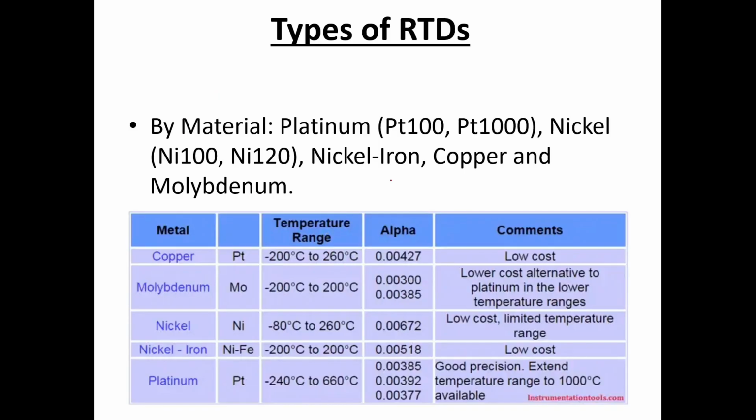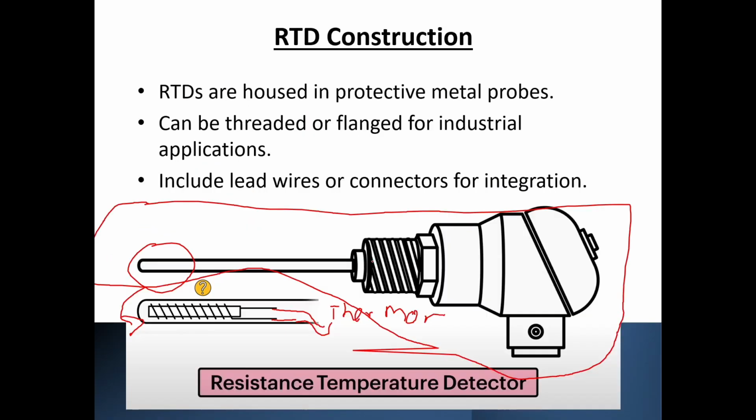So we have several types of RTD. We have copper, we have molybdenum, we have nickel iron, and platinum. This is the one that is inside here just now, the types of wire used.